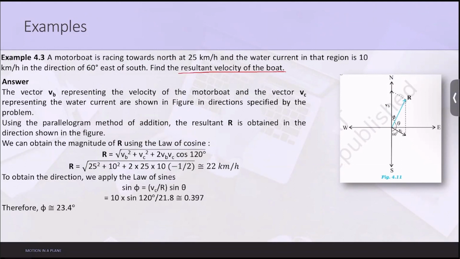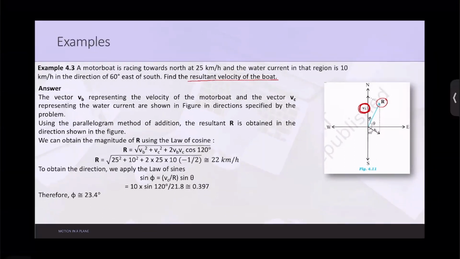Fine. Now let us try to obtain the direction. How can we obtain the direction? Let us say we obtain the direction in terms of VB. Okay, so we are trying to find out at how much inclination is the resultant R with respect to the velocity or the north direction. Okay, so how can we say? We can directly apply the law of sines here.